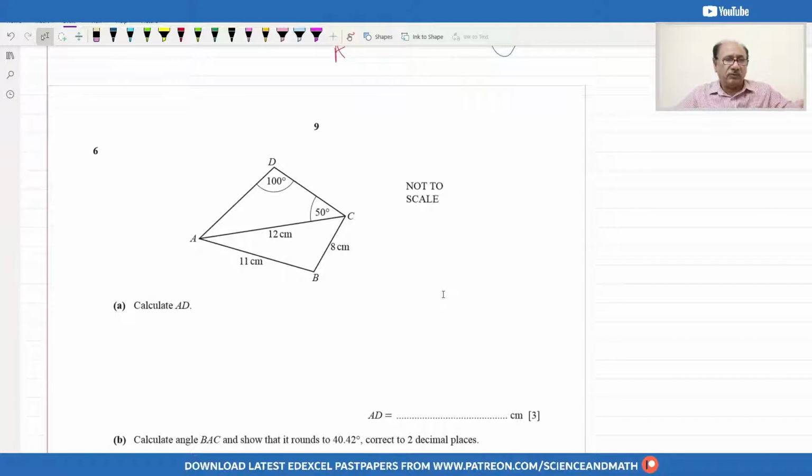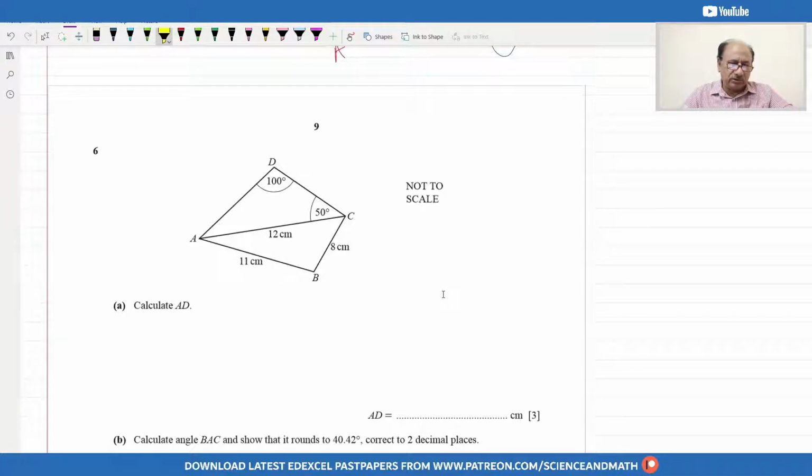Basically today we'll be going through the questions related to the sine rule, cosine rule, and Pythagoras theorem, whatever we discussed last time, which I just recapped. Now we'll be going through the examination questions. We will be taking the latest examination questions from Excel and Cambridge, and we'll be solving those.